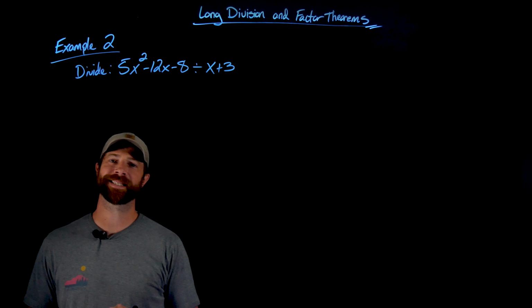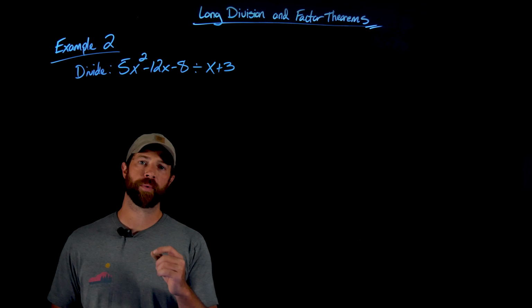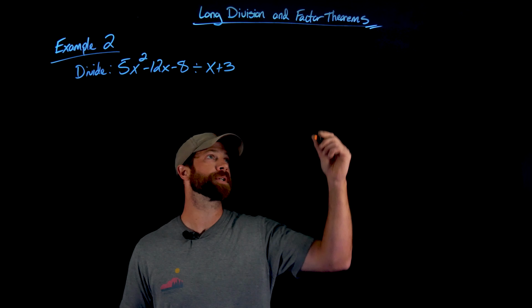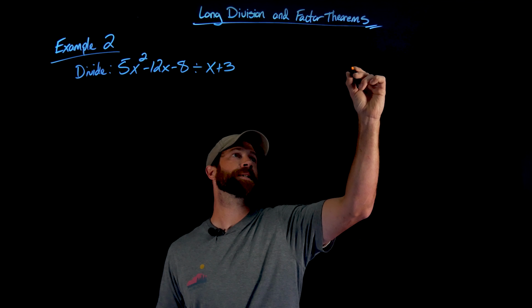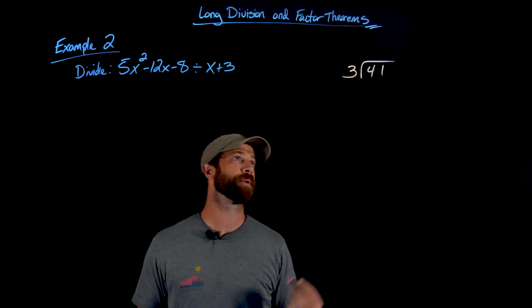All right, in the second example, we're going to do exactly the same thing, and I'll go through this fairly quickly, but I want to emphasize what to do if we don't have a remainder of 0. So just to illuminate this real fast, let's take a division of, say, 41 divided by 3.